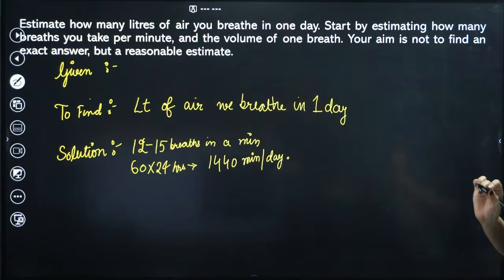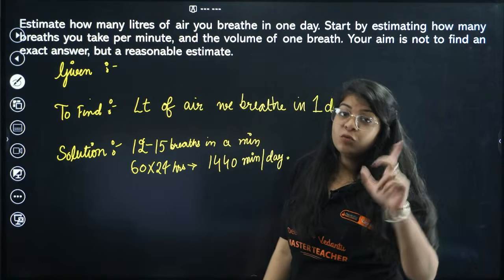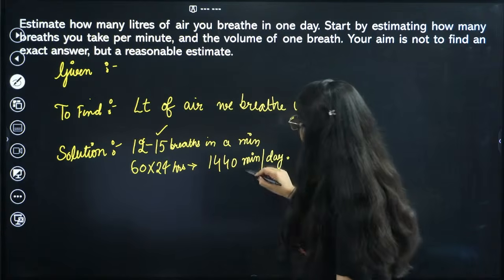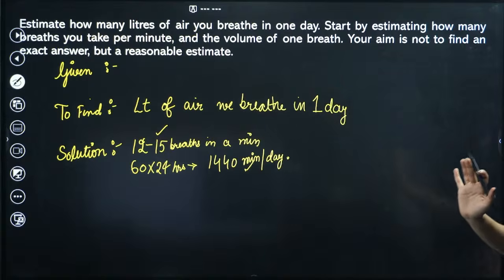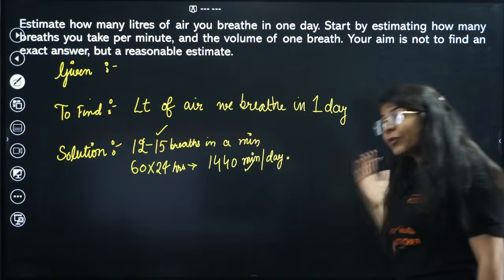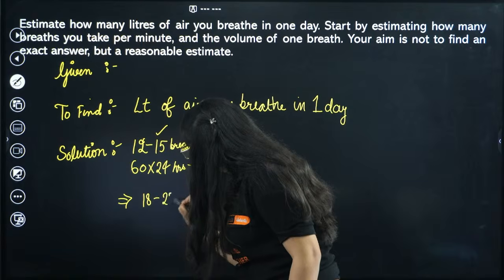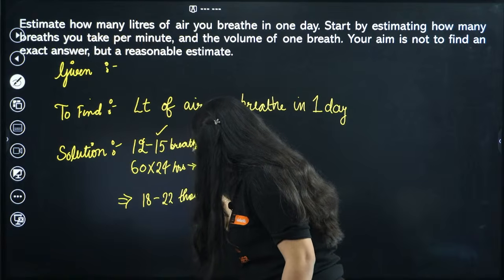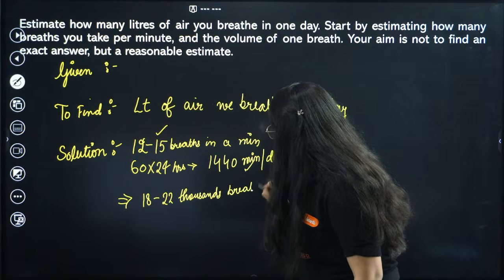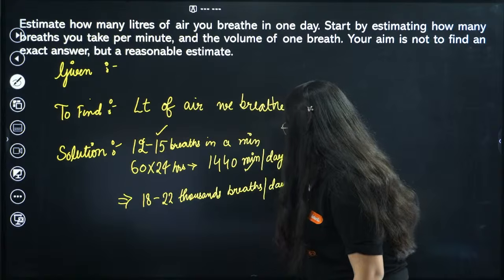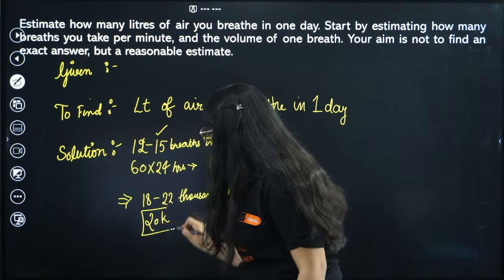Correct? That's correct. Now moving on to multiplying this. So how many breaths do we take in one day? This is 1 minute, and this is total minutes in a day. We take somewhere around 12 to 15 breaths a minute, so not 12 to 15, but 18 to 22,000 breaths in a day. How crazy is that? Let's average it out to 20,000. Okay, 20,000 breaths in a day we take.